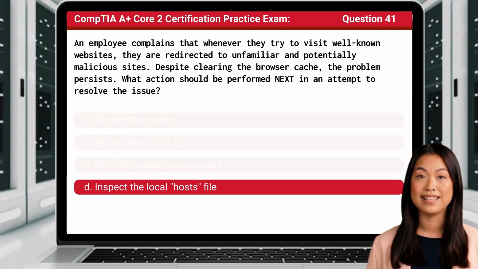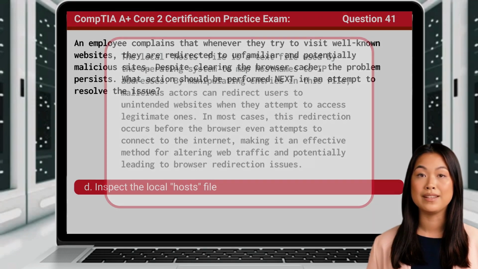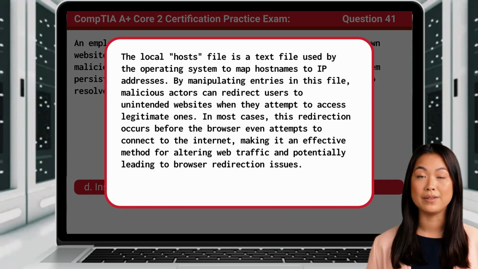The answer is D. Inspect the local hosts file. The local hosts file is a text file used by the operating system to map hostnames to IP addresses. By manipulating entries in this file, malicious actors can redirect users to unintended websites when they attempt to access legitimate ones. In most cases, this redirection occurs before the browser even attempts to connect to the internet, making it an effective method for altering web traffic and potentially leading to browser redirection issues.